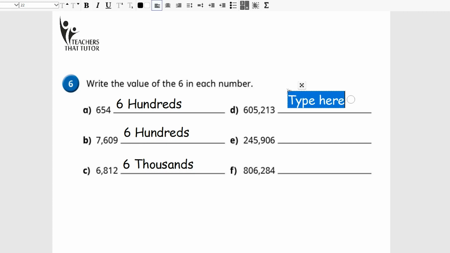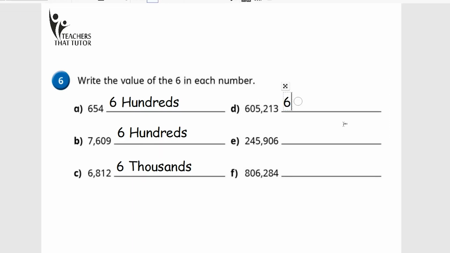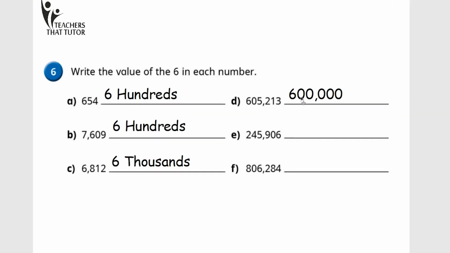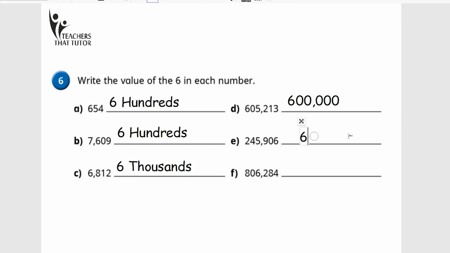In D, the 6 appears in the 6th column, which would be the hundreds of thousands. So here we would have 6, and this time I'm going to write it as digits, so 600,000. And just bear in mind that you wouldn't write the other digits because it's only asking for the value of the 6. In E, we've got 6 in the very first column, so that will be 6 or 6 ones. Both answers would be correct. And the final one, the 6 appears in the thousands column, so this one would be 6,000.